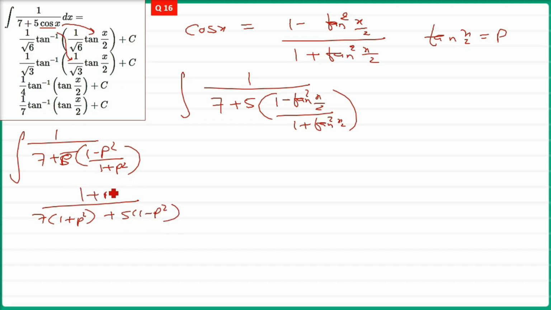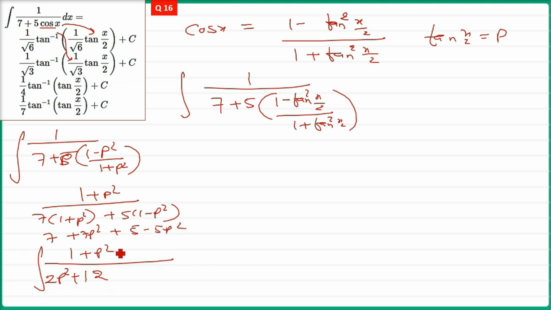This 1 plus p square will go upstairs. The denominator will be 7 plus 7p square plus 5 minus 5p square. 7 plus 5 is 12 and 7 minus 5 is 2. So this will be 2p square plus 12. So we have 1 plus p square, that is tan square x by 2 actually. So we'll replace this by tan square x by 2. This was just for you to understand what we are doing, because writing tan square x by 2 again will make this screen different. I mean, I want it to be clear.